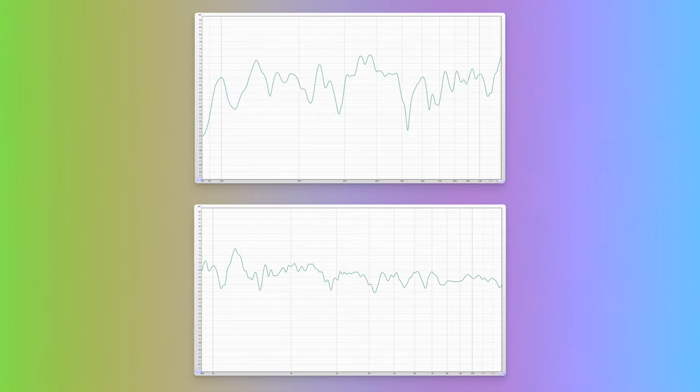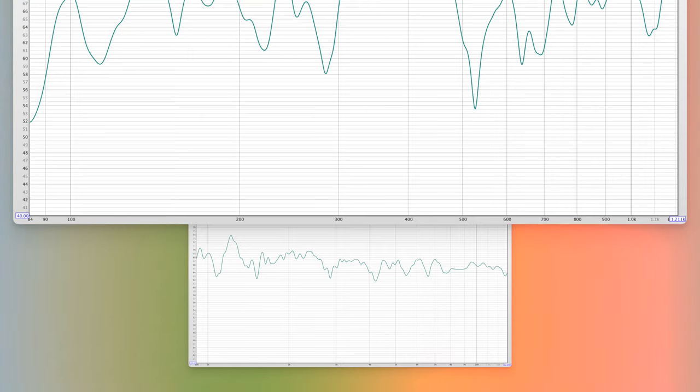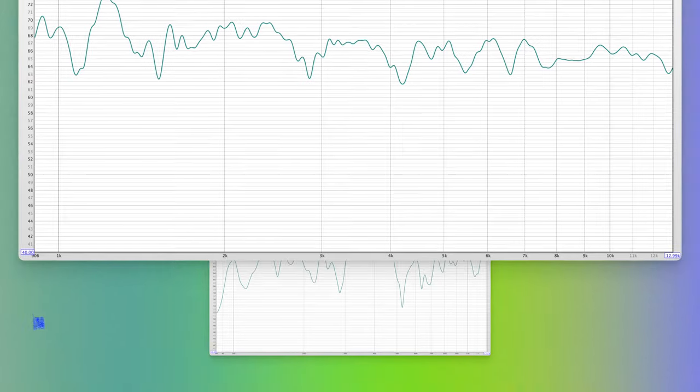But you still need to pay attention to it. For example, these two graphs look very different, but they're actually from the same frequency response. If you look at the x-axis, you'll notice that this one is only showing the frequency range from 84 Hz to 1 kHz, while the other one only shows 900 Hz to about 13 kHz.